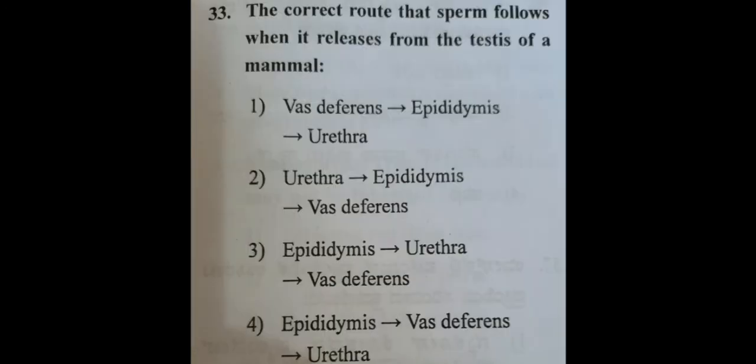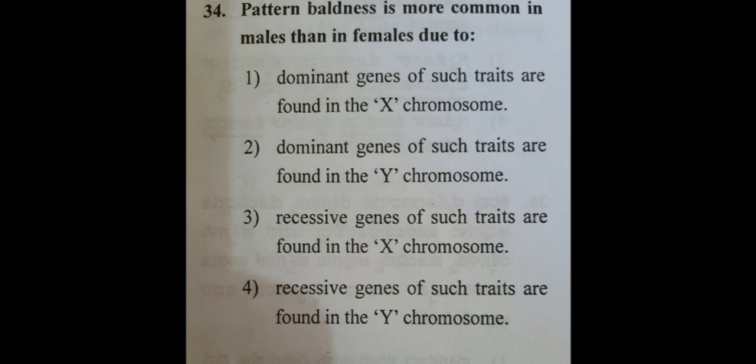The correct route that sperm flows when it is released from testes of the mammal. The right answer is epididymis, vas deferens, and urethra. Pattern baldness is more common in males than in females because dominant genes of such traits are found in the X chromosome. That is, first option is the right answer.